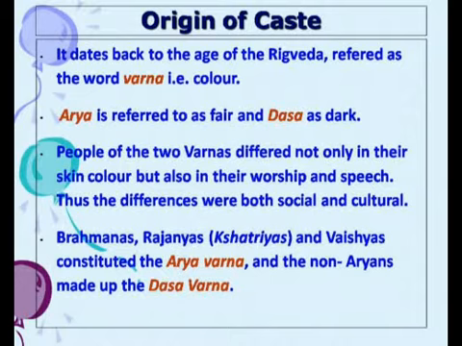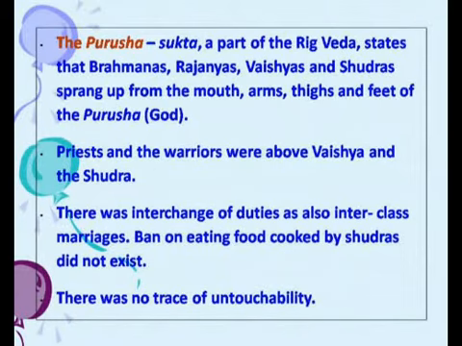Thus, the difference was both social and cultural. Brahmins, Rajanyas, that is Kshatriyas, and Vaishyas constituted the Arya Varna, and the second were non-Aryans made up of Dasa Varna. The Purusha Sukta, a part of the Rig Veda, states that the Brahmins, Rajanyas, Vaishyas and Shudras sprang up from the mouth, arms, thighs and feet of the Purusha, that is God. Later on, these became classes.